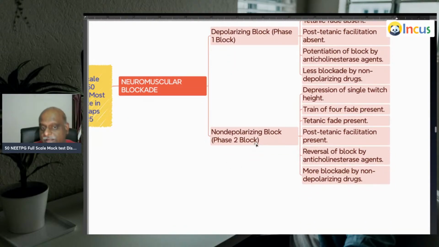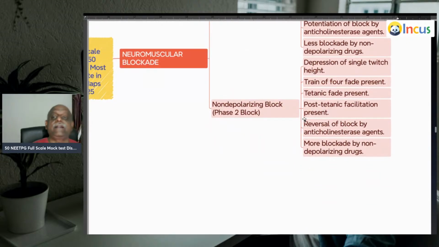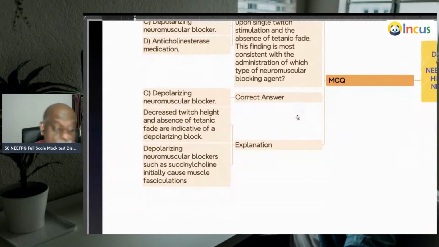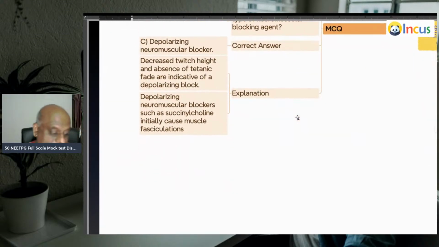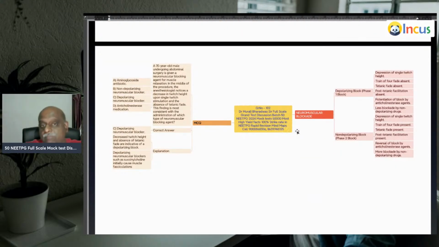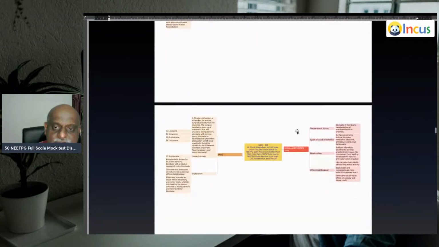If there is a non-depolarizing block, there's a depression of single twitch, train-of-four fade and tetanic fade are present, post-tetanic facilitation present. So you should know how to differentiate depolarizing from non-depolarizing blockade very, very clearly. I leave the literature to you in one mind map for you to do the revision for tomorrow's exam.